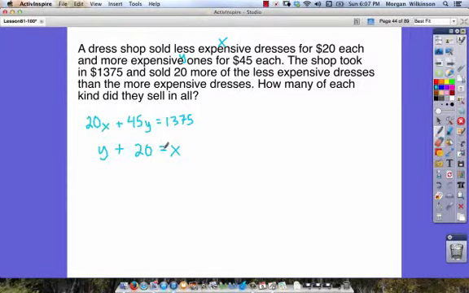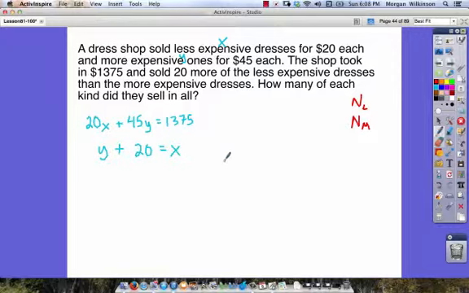Now, instead of using X and Y here, we could have used subscripted variables. We could have said the number of less expensive, number of L, and the number of more expensive dresses. And sometimes that's easier to keep track of. But you can solve the problem either way. So let's do it the way we've begun.